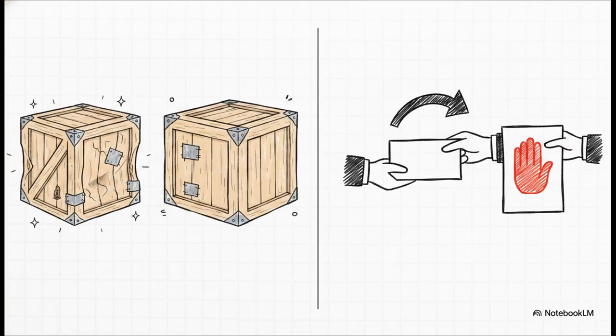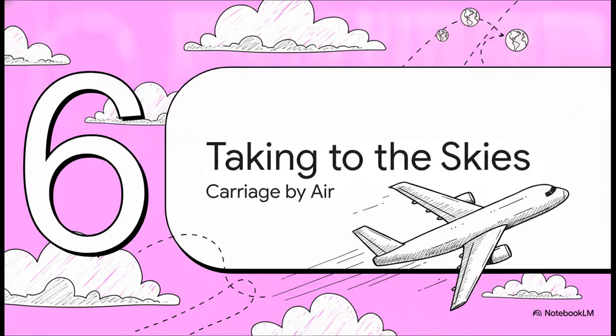Of course, you absolutely want to make sure you have the right type of BOL. For example, a clean BOL means the goods appeared to be in perfect condition when they were loaded. A claused BOL officially notes any defects or damages right there on the paper. They can also be negotiable, meaning the ownership of the goods can actually be signed over and sold to someone else mid-journey, or non-negotiable. And finally, Section 6, Taking to the Skies.